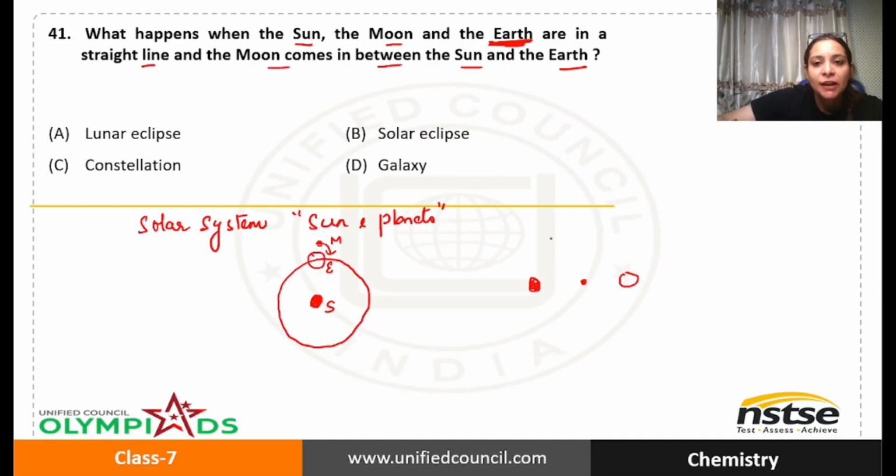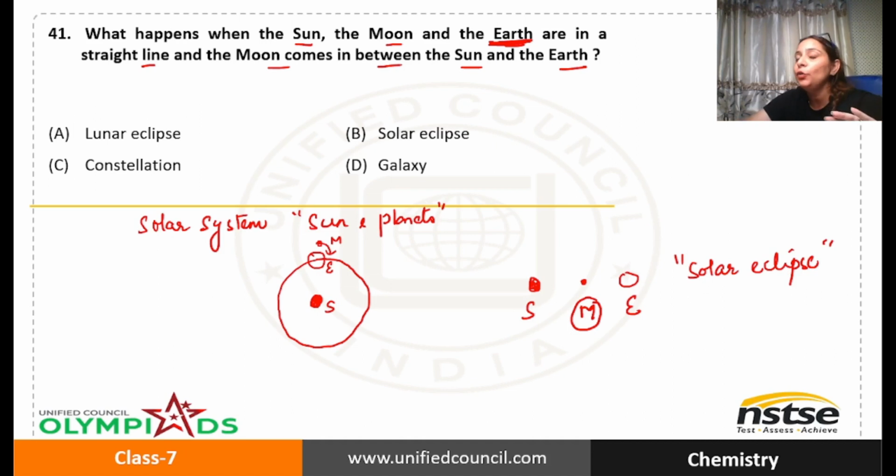Let me tell you that when the moon is in the center of the sun and the earth, that situation is called a solar eclipse, because eclipse means when something disappears or when you are not able to see anything. So a solar eclipse happens because the moon is obstructing the light of the sun from falling onto the earth. So at the time of a solar eclipse, there is a certain area of the earth which doesn't get sunlight and appears to be dark.